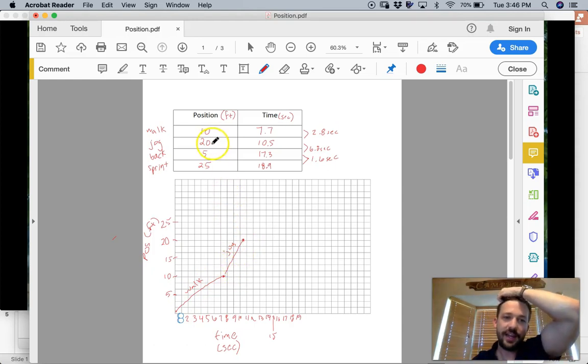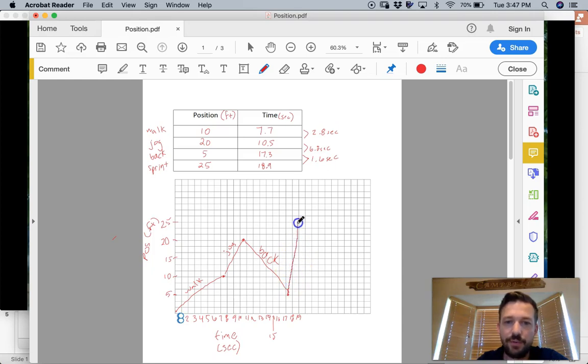Okay, next thing, the backwards jog, and I went all the way to 5, so it's going to be to here, and we did that at 17.3, so it'll be right here, 17.3, and we went to 5, which is right here. Okay, and that's the backwards jog. I'm trying to connect these as straight as I can. Then I sprinted forward, and that took me to 19 seconds pretty much, and that's to 25 feet, and look at that.